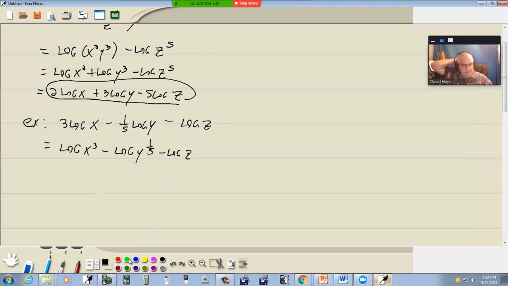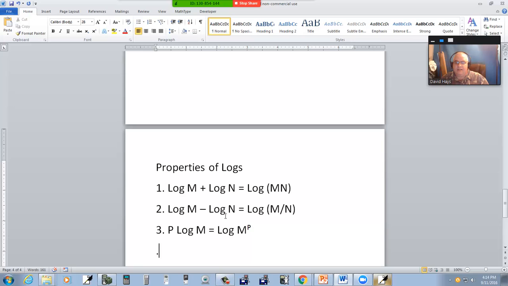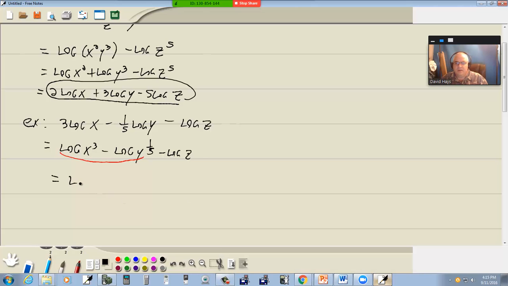Now on these, you pretty well follow your order of operations. So we'll handle the first two here: log of something minus log of something. Well, that's our second property. Subtraction becomes division. So it's going to become log x to the third over y to the 1/5 minus log z.